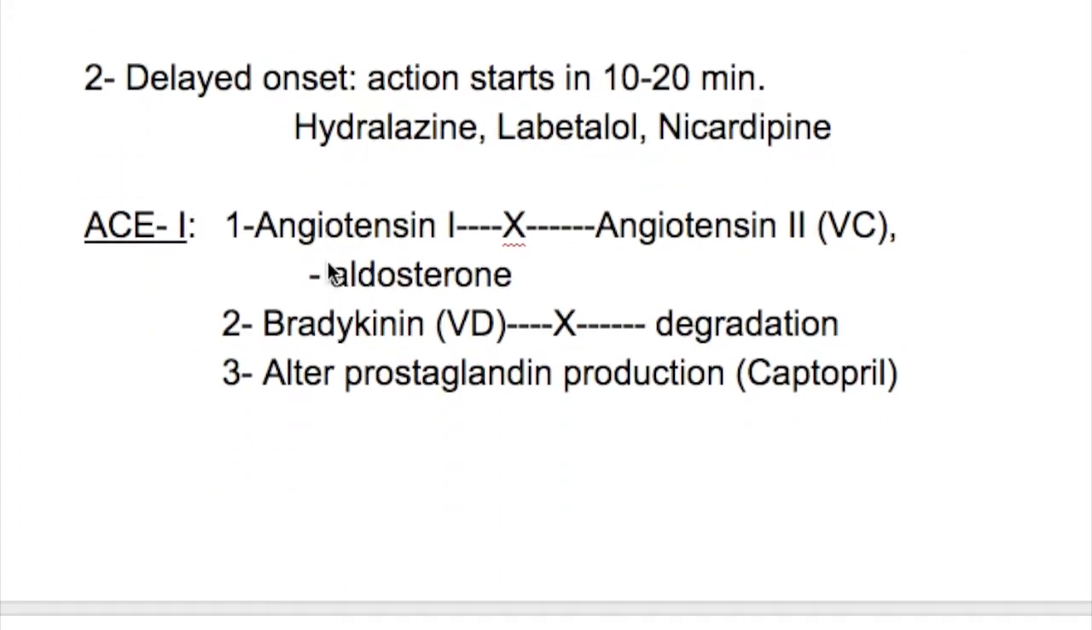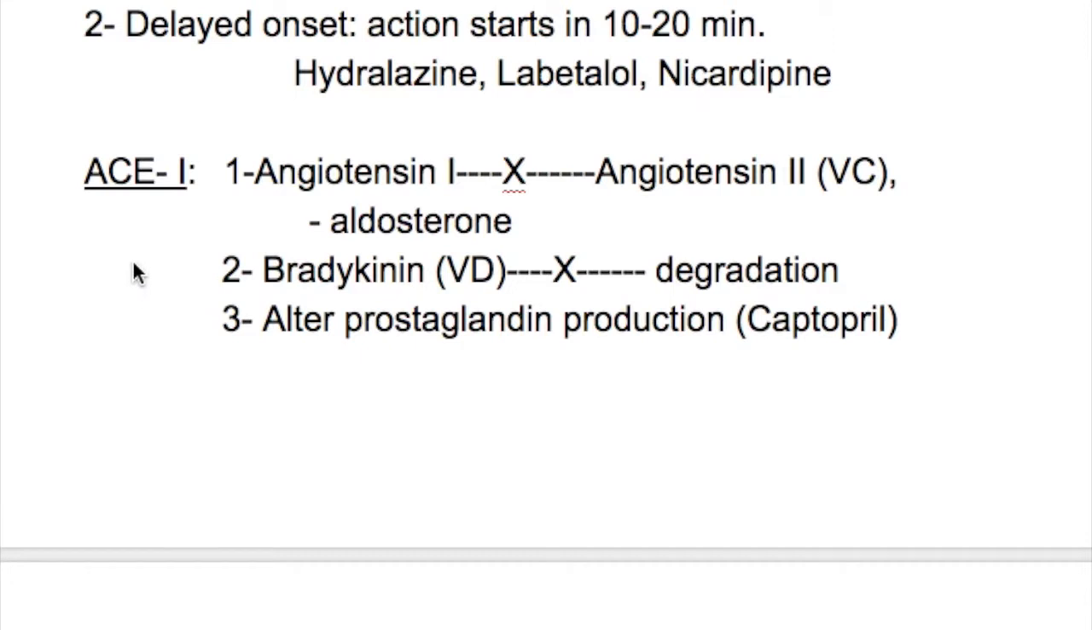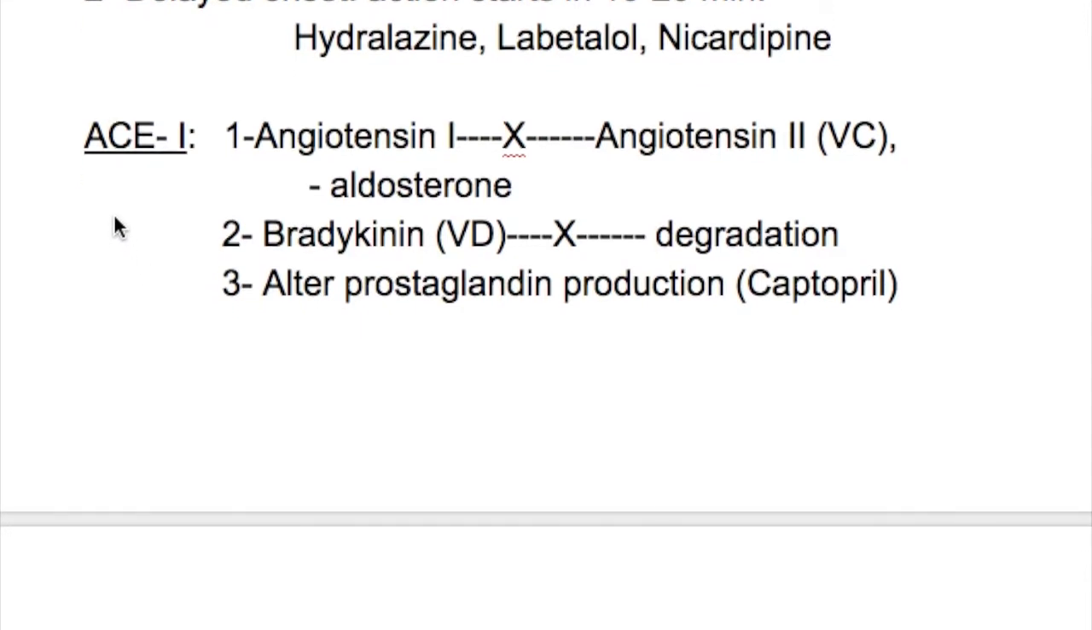The other group of vasodilators is ACE inhibitors, angiotensin converting enzyme inhibitors. How do they act? The ACE inhibitors prevent the conversion of angiotensin 1 to angiotensin 2. So what is the difference between angiotensin 1 and angiotensin 2? Angiotensin 1 is an inactive substance, whereas angiotensin 2 is the most potent vasoconstrictor known.